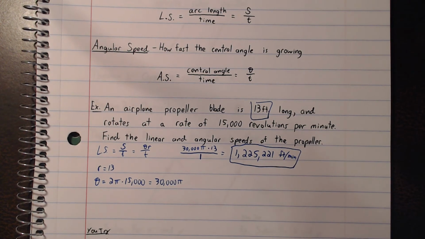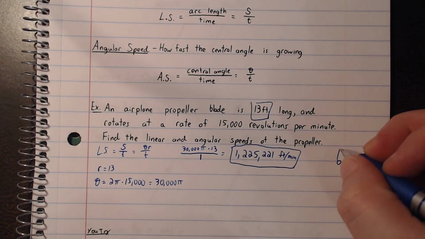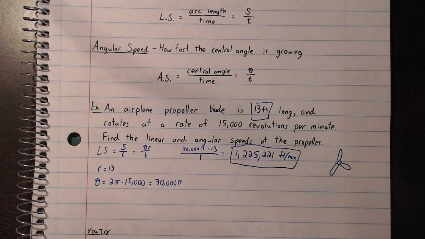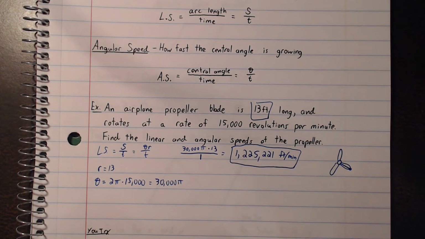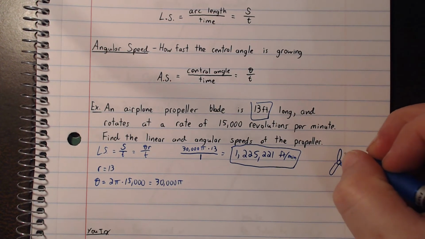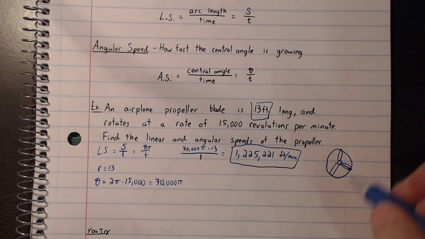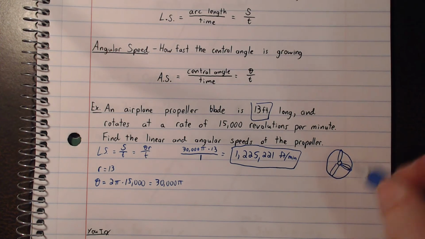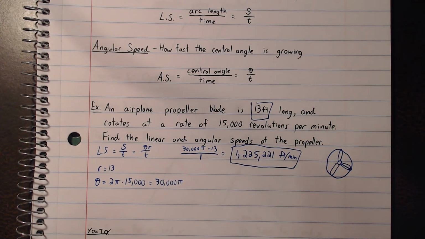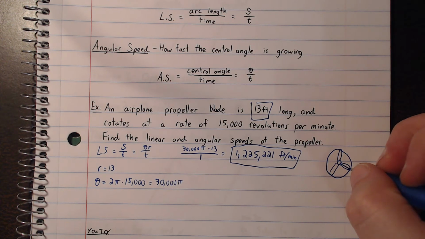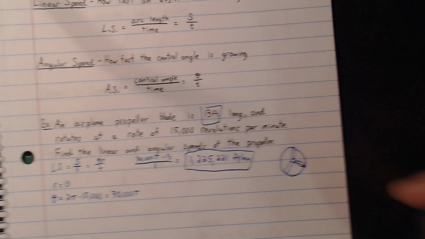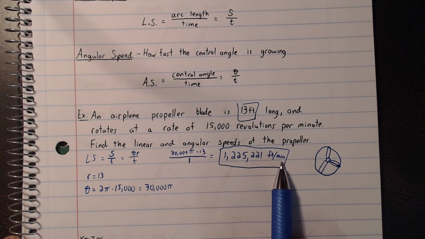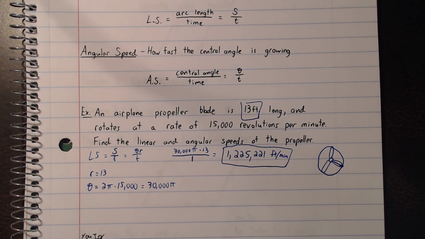Alright, so what is actually happening here? Here's our airplane propeller. This is looking at the front of the airplane. What's happening is the tip of this 13-foot long blade is spinning around and around, right? It just keeps on going around and around, and it's going around that many times per minute. If we were to take this circle that we just drew, all 15,000 of them, and stretch them out and measure it, it would be that long. Okay, that's very long.